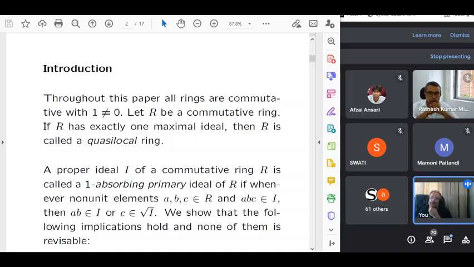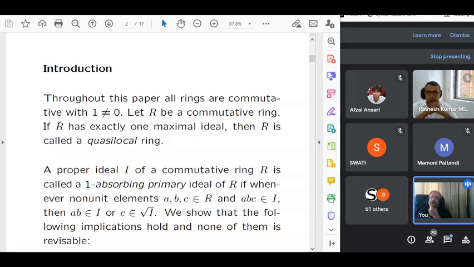Being in this area, I always consider the first slide the most important one. You want to know what I want to talk about. So if you want to follow my talk, you need to know what I mean by one absorbing primary, definitely. And remember that my elements a, b, c are non-unit elements.